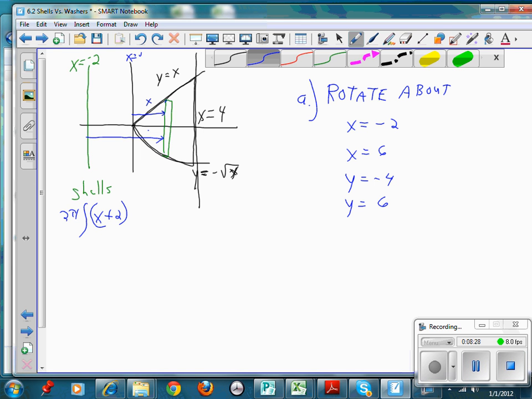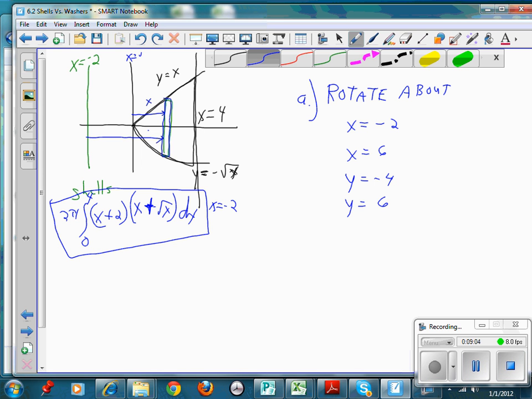What's the height of that shell? Well, the height of that shell is just going to be the top curve, root x, minus a minus root x, so that makes that whole thing a plus. And I'm going to integrate from 0 to 4. Can you see that? That is the answer for x equals minus 2.